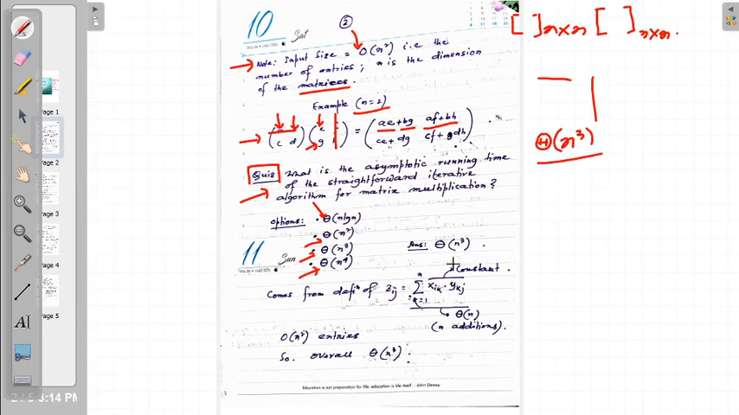So already what we have seen is that for zij, this is one multiplication, and then the summation. How many times do we have this summation? n times. So we have theta n number of additions, right? So this will be taking theta n time.